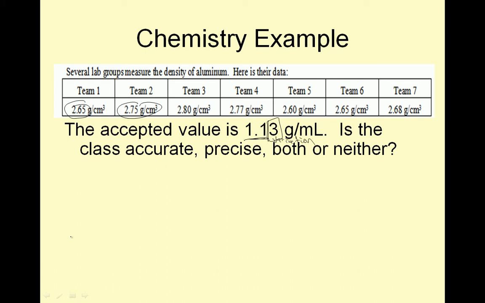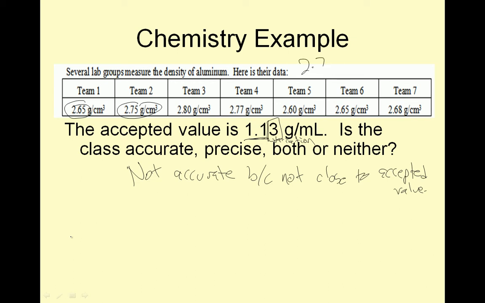So is the class accurate? Okay, it is not accurate because not close to target. Is the class precise? So are we close? This is 2.7-ish, 2.78, 2.8, 2.7, 2.6, 2.65. If you were to have someone else do this, could you predict pretty well where their data would be? Yeah, it's going to be like 2.7 plus or minus 0.1. So it is precise because predictable. And that precision is a little bit debatable, but not much.